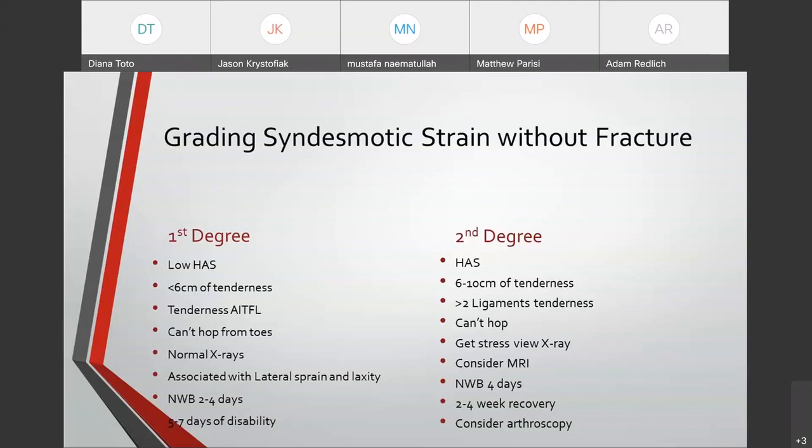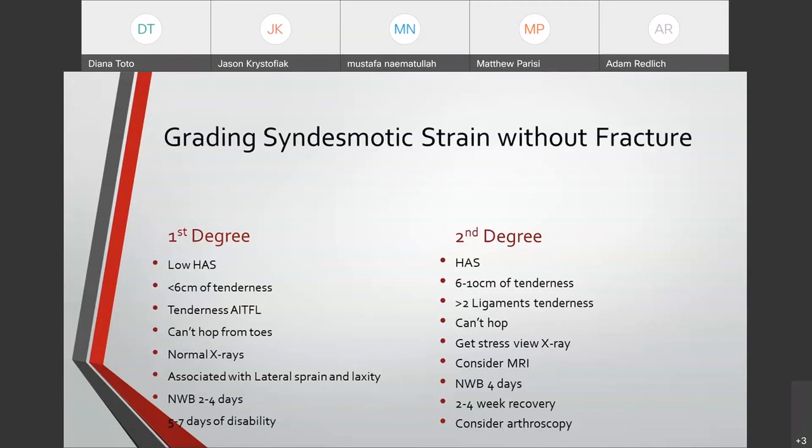So if you look at first degree, you call these more of a low-high ankle sprain. So there's less than 6 centimeters of tenderness. There's some tenderness over the anterior inferior tibiofibular ligament. They can't hop from toes. They do have normal X-rays. These are most likely associated with lateral sprains and laxity. Typically, you'll non-weight bear these patients for 2 to 4 days, and about 5 to 7 days of disability is kind of where they're at.